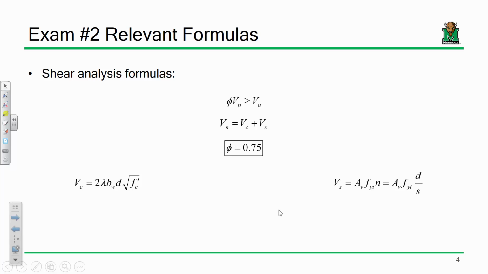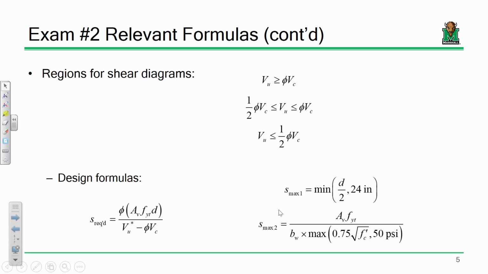So the shear capacity has to be greater than or equal to the shear load. Shear capacity is defined as the summation of the capacity generated by the concrete and the capacity generated by your steel reinforcement. Remember, for shear, phi is always 0.75. The capacity provided by the concrete is computed as 2 lambda times b d square root of f'c. And the capacity generated by the steel is the area of shear reinforcement times your yield stress times the number of stirrups per beam depth, so d over s.